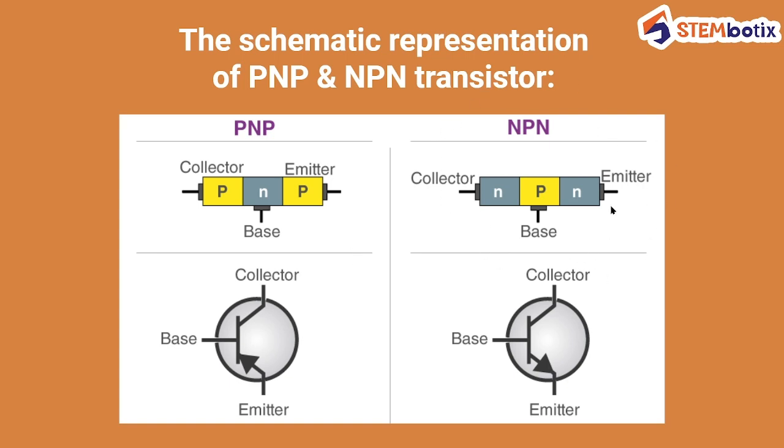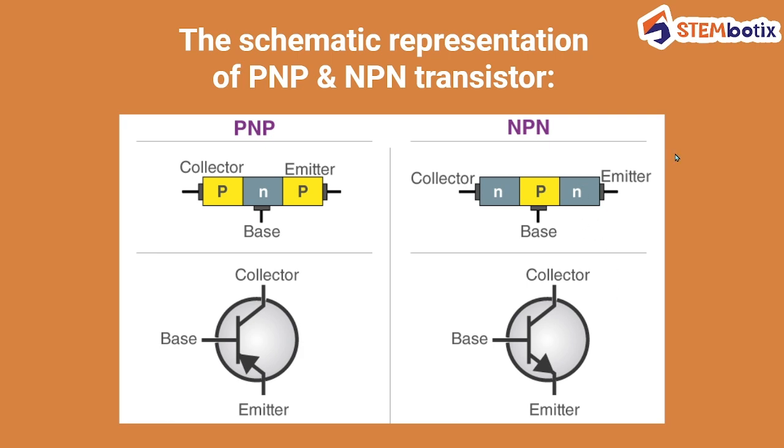While in the case of an NPN transistor, the emitter and collector have negative charge, mostly because they are made up of N type semiconductor material. So this type of semiconductor has its emitter always connected to the negative terminal of the battery.